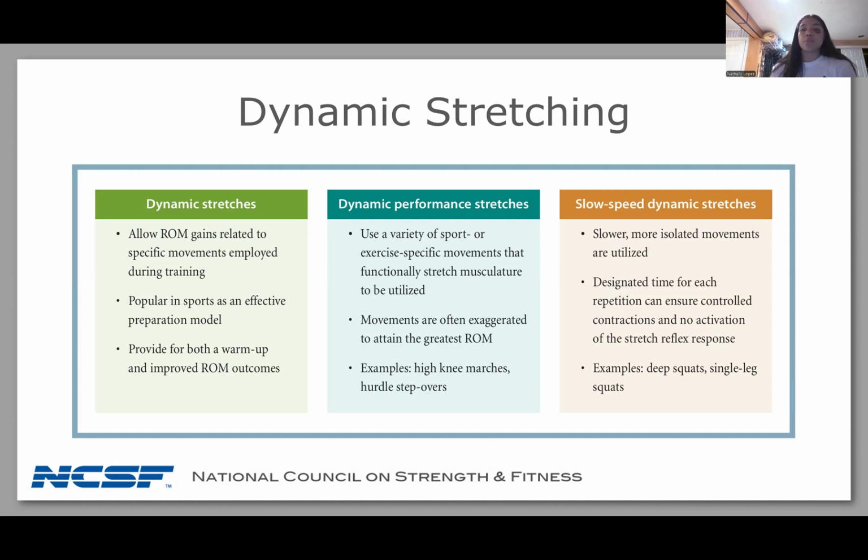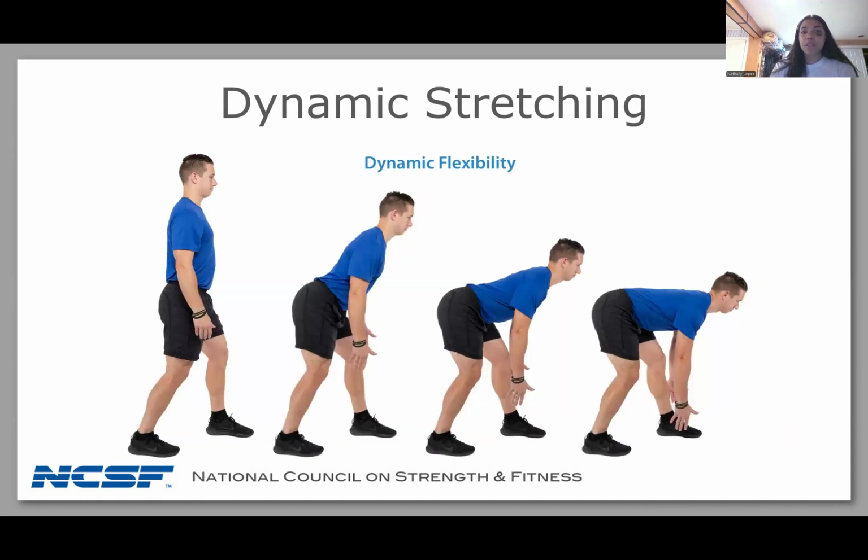And then you have your slow speed dynamic stretches. So slower, more isolated movements are utilized here. You're going to give yourself a designated time for each rep, and you're going to ensure there are controlled contractions and no activation of that stretch reflex. So an example of this is getting into deep squats or single leg squats. So those are different types of dynamic stretching.